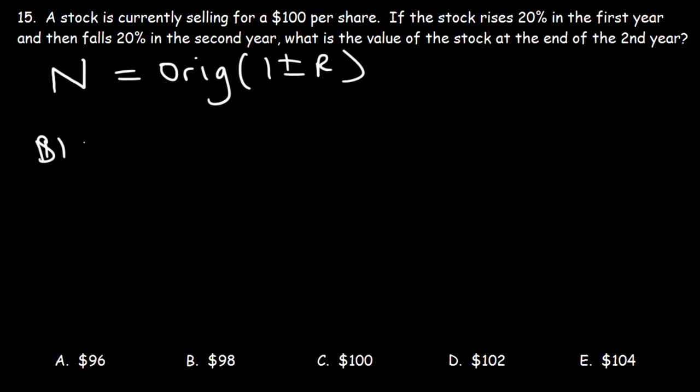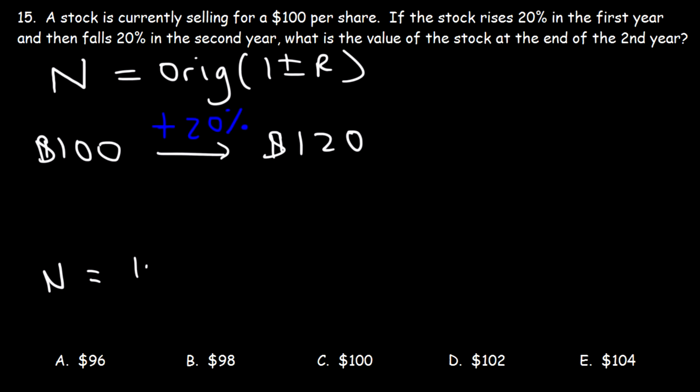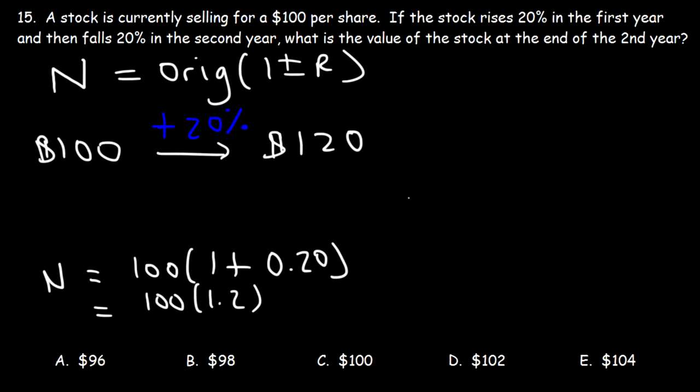So the original value is currently 100. We want to find out the new value after it increases by 20%. Now you can tell that 20% of 100 is 20. So the new value should be 120. But for the sake of using the equation and getting familiar with it, this is the way you need to plug it in. The original value is 100, and 20% is, if you divide 20 by 100, that's 0.20. So you've got to multiply 100 by 1.2, and that will give you 120.